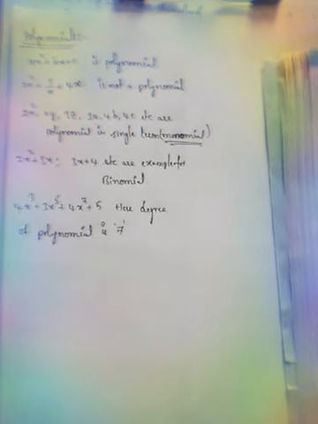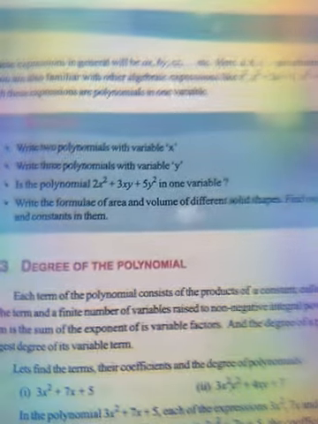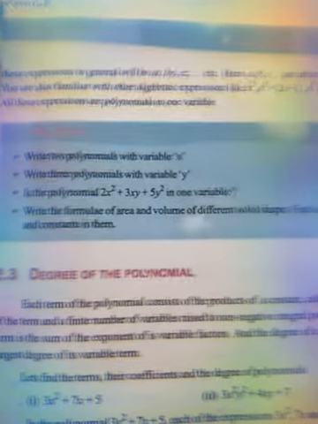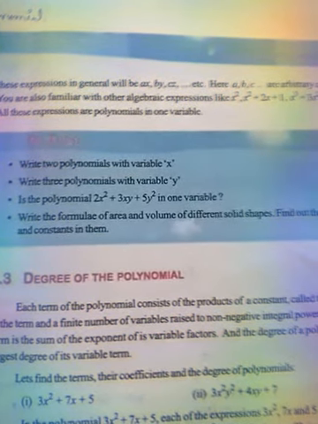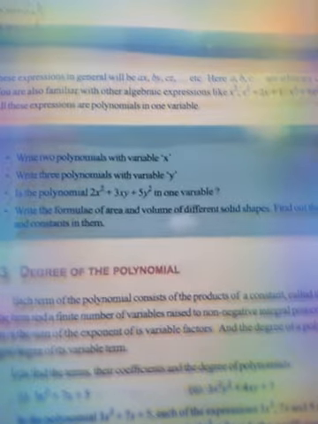Okay, now today we are going to discuss some problems. Here you are asked to write some polynomials with variable x. As you wish, you may write 2x square plus 3x plus 4, or 4x square plus 5x plus 6. You may write any polynomial with variable x. Next, write 3 polynomials with variable y. Just like x, you have to write y. Y power 15 minus y power 16, y power 4, like that. As you wish, you may write.